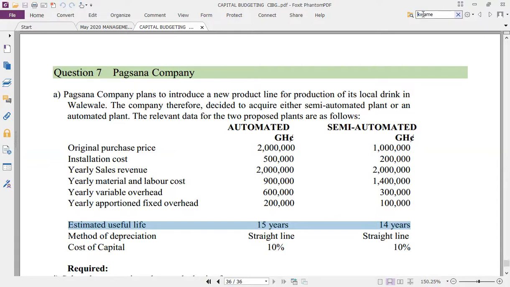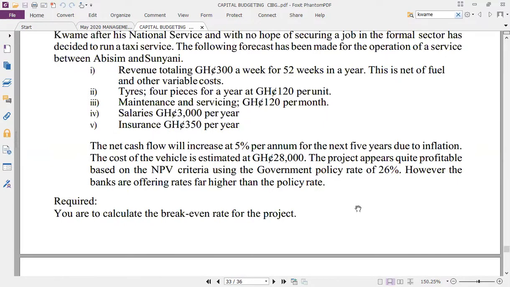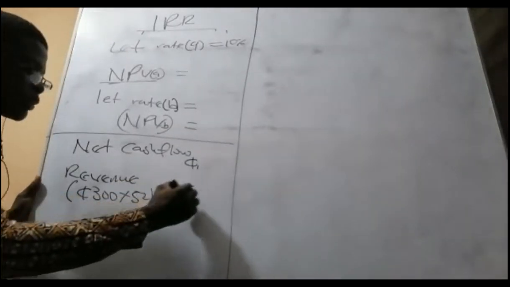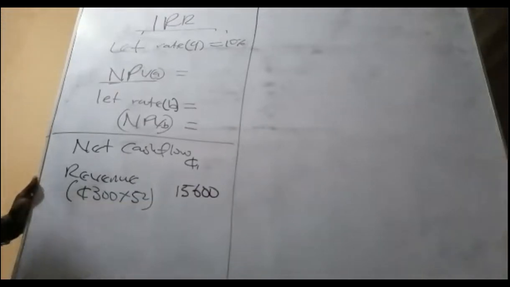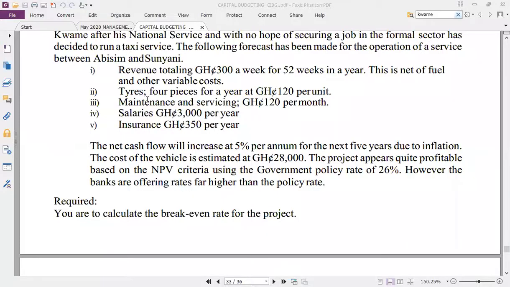Then let's go back. So that is it. So please, what will be the answer? Good. So you get 15,600 to be the revenue. Perfect. 15,600. Let's continue to do the estimates. Don't forget that we are using the relevant cost. The next item is ties.